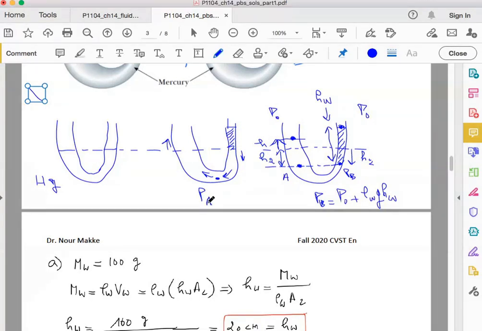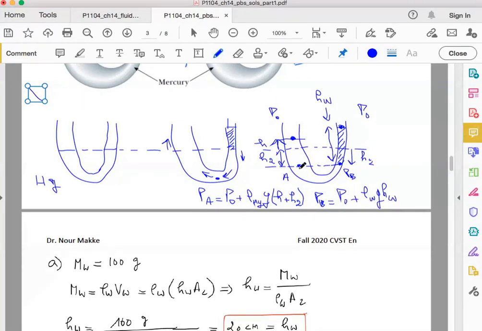So we can write down that PA is equal to the pressure at the nearest known pressure, which is at this point P atmospheric. So P atmospheric plus rho of the mercury times g times H. In this case here we have two heights added, two values. It's H plus H2. Okay, that sounds great.